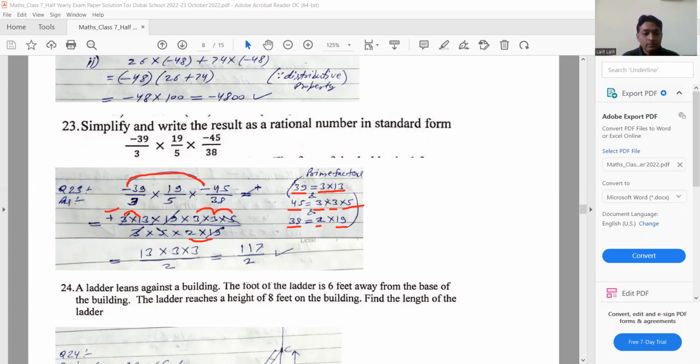Now if you see, 3 we can cut, 3 to 3, 19 again we can cut, and 5 also we can cut from the denominator and the numerator. Now the value which is left is, in numerator, 13 into 3 into 3, and in the denominator we get 2. So the answer is 117 upon 2, and that's the standard. This is the answer of question number 23.